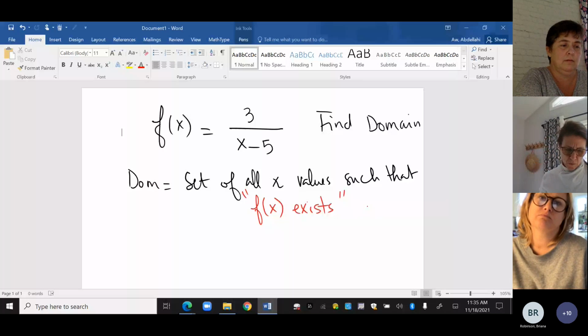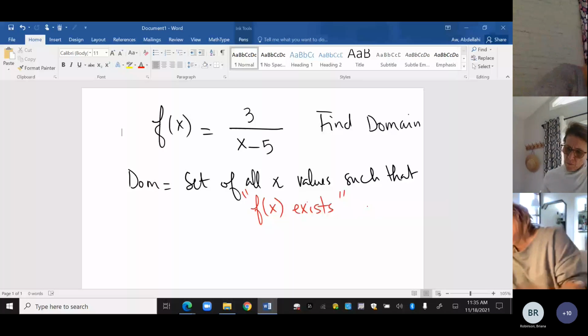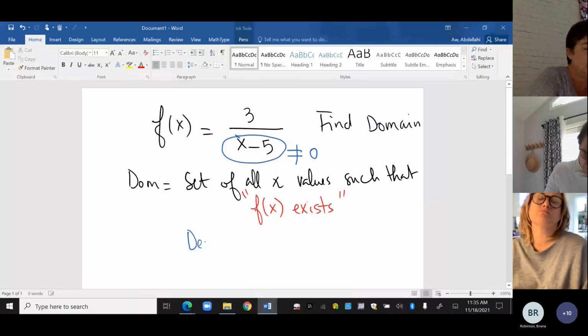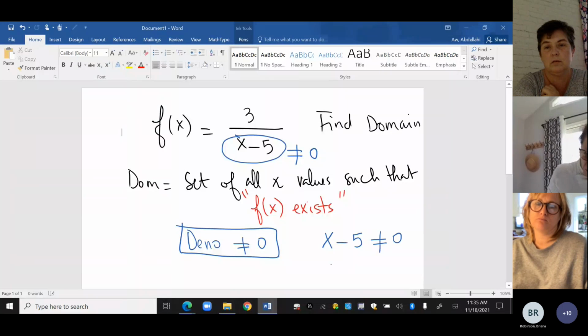So every time I have a denominator and you ask me what the domain is, I have to say the denominator cannot be 0. That is a condition. For f of x to exist for this type of function, the denominator cannot be 0. In this case, the denominator is very easy: x minus 5 cannot be 0. You add 5, so you say x cannot be 5, right?